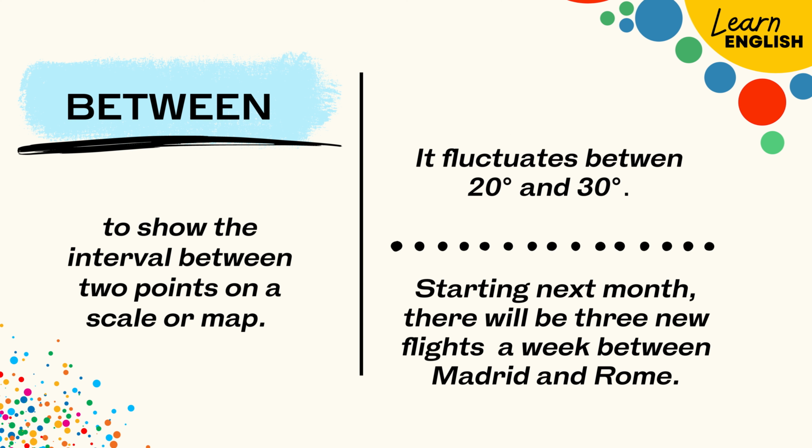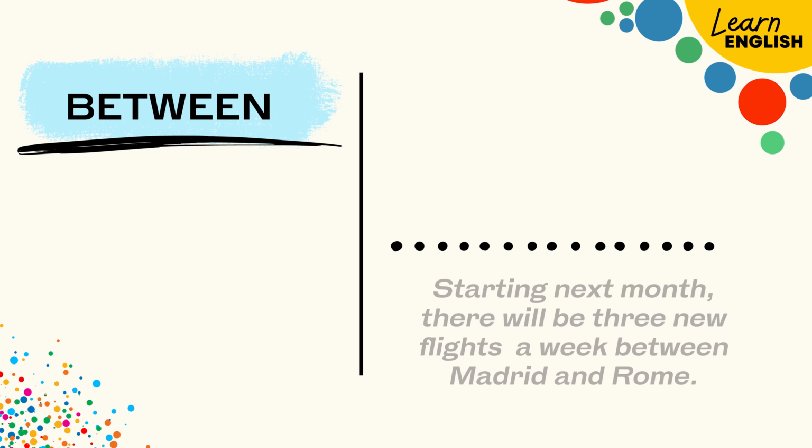Moreover, between is used to show the interval between 2 points on a scale or map. It fluctuates between 20 degrees and 30 degrees. Starting next month, there will be 3 new flights a week between Madrid and Rome.